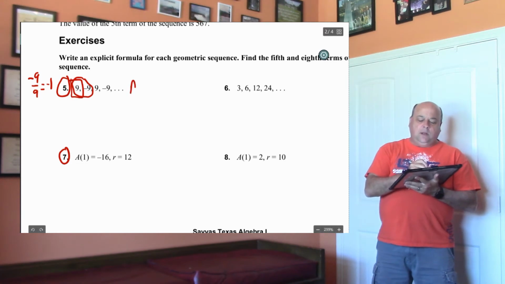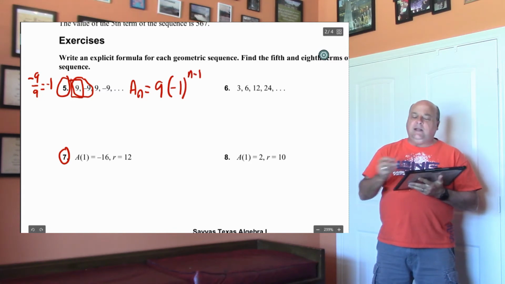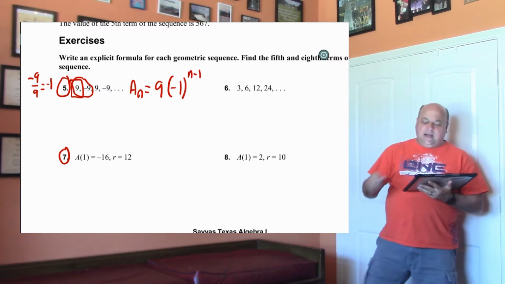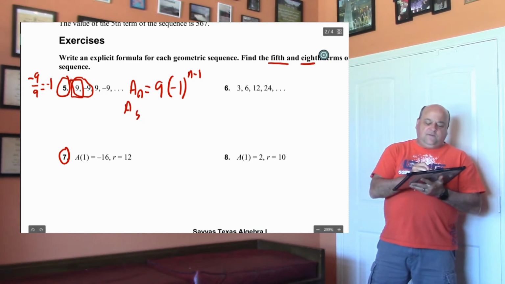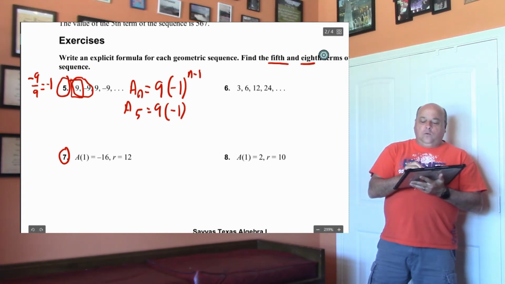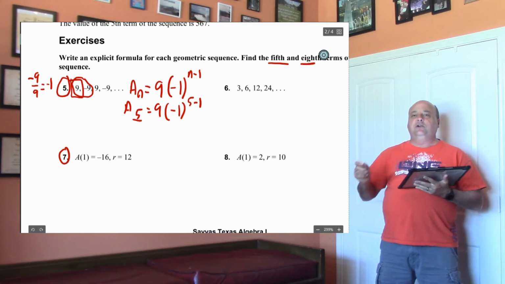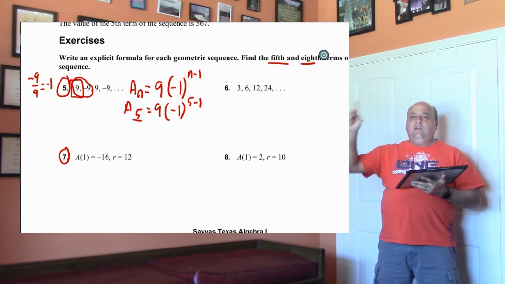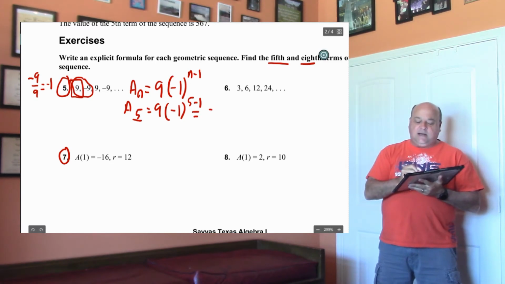That's my common ratio. My first term is 9. Then write the formula. A to the n equals, the first term is 9. The common ratio is negative 1. That is not hard to do. And now we want to find the 5th and 8th term. So a to the 5th equals 9 parentheses negative 1 and 5 minus 1. You're going to replace this number with the n, aren't you? 5 minus 1 is 4. If you have 4 negative 1s, you have a positive, and a positive 1 times 9 is 9.